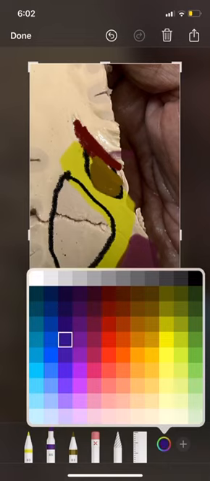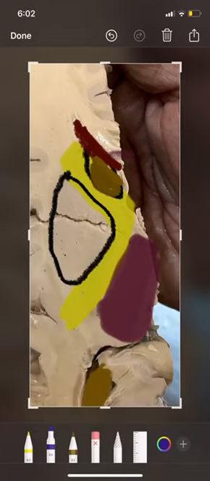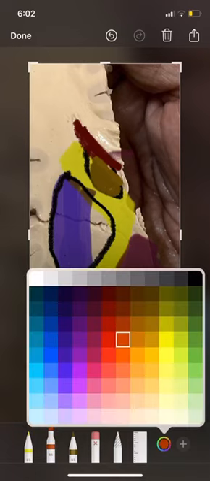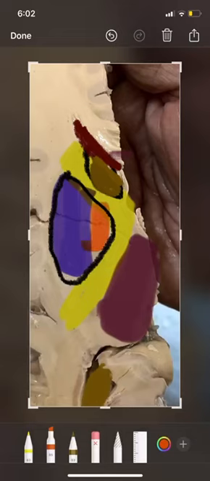The lentiform nucleus is again subdivided into two parts, medial and lateral. The outer lateral larger part is known as the putamen, and the inner medial smaller part is known as the globus pallidus. So the lentiform nucleus is made of two nuclei: the outer lateral larger putamen and the inner medial smaller globus pallidus.